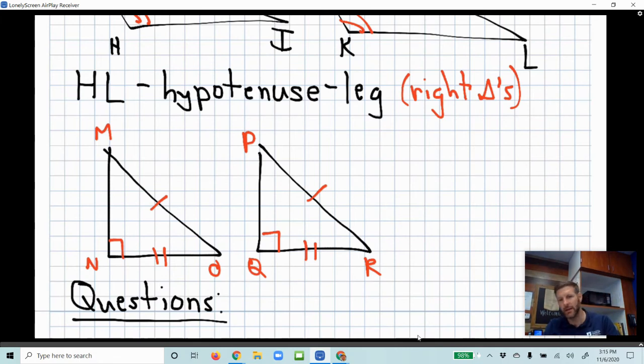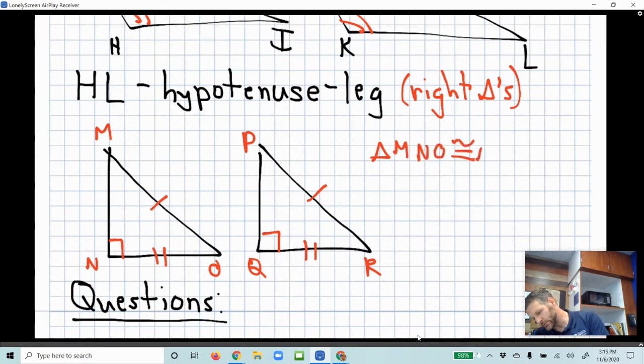And so we'll talk about in a minute. This is not called angle side side because it's not any angle. It has to be a right triangle. So it's hypotenuse leg theorem. And so that is the triangle MNO is congruent to triangle PQR.